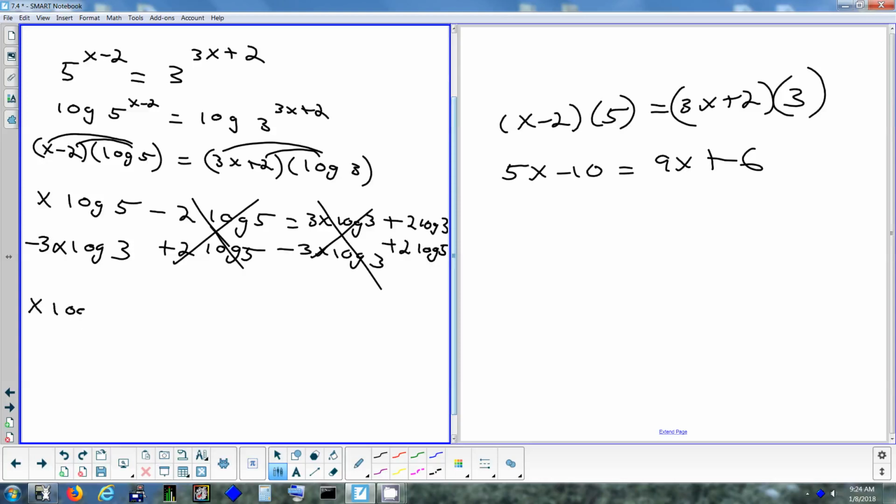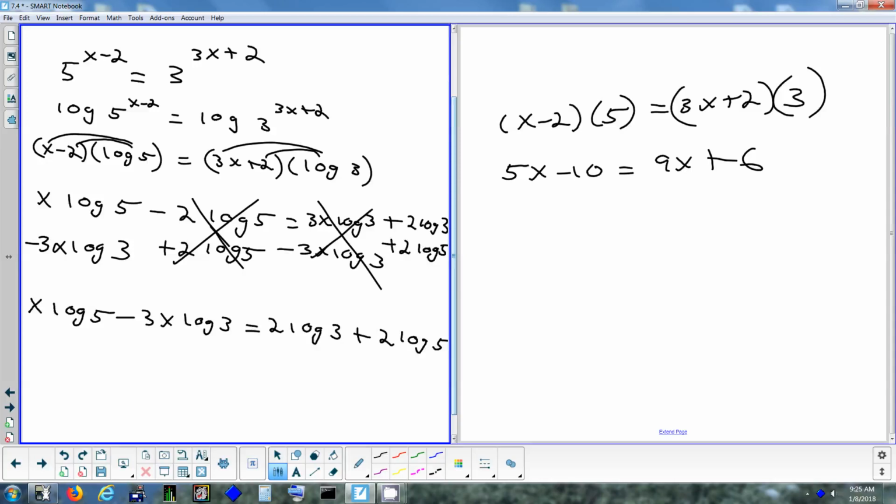So, x log 5 minus 3x log 3 equals 2 log 3 plus 2 log 5. So now we have things with x on the left, things without x on the right. Let me do the same thing with this algebra 1 equation. Okay, and I'm going to do it exactly the same way.